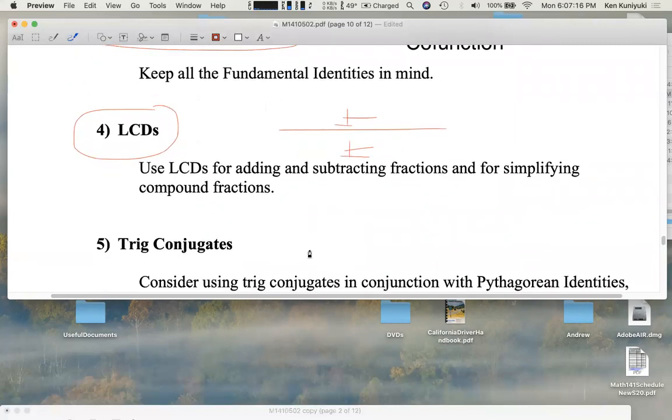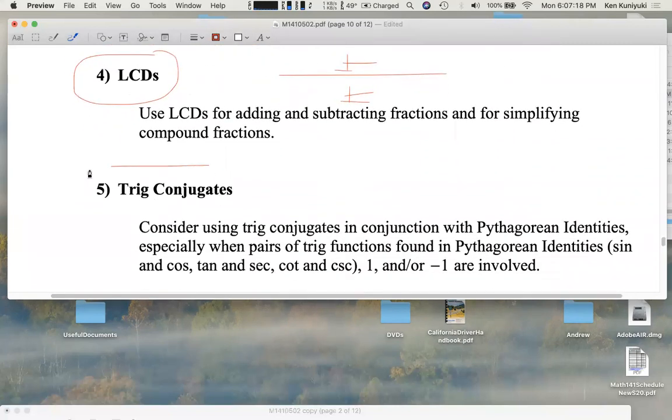Trig conjugates. Because squares of trig functions can help you apply Pythagorean identities. It's usually helpful if you have partners in the same Pythagorean identity in a given expression. For example, sine and cosine, or tangent and secant, or cotangent and cosecant. Maybe 1 or -1 might be involved as well.